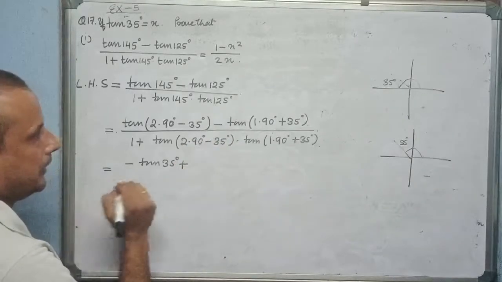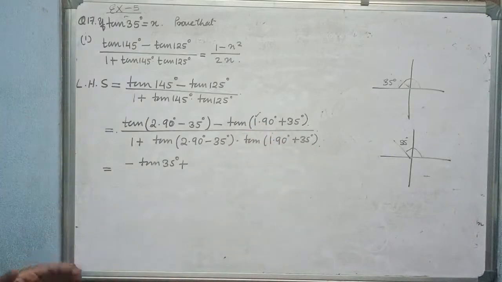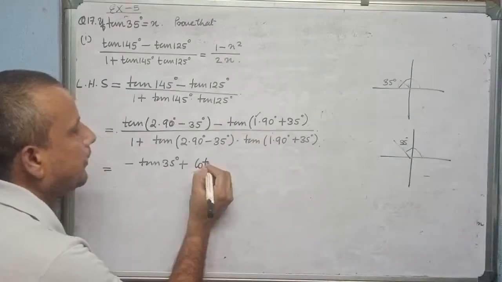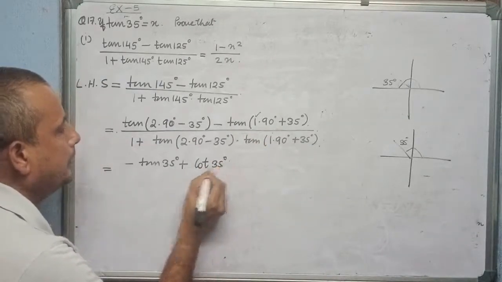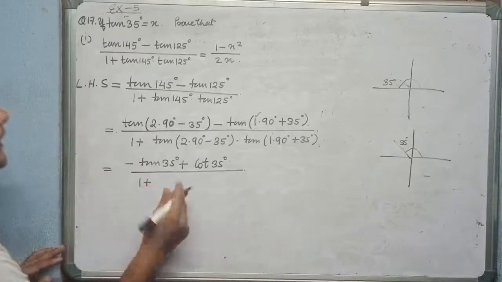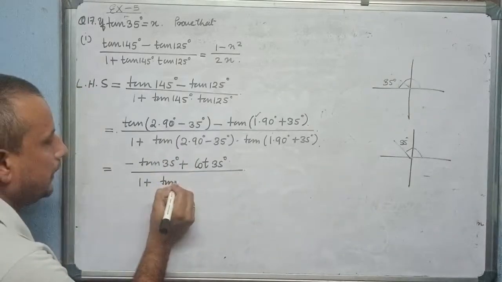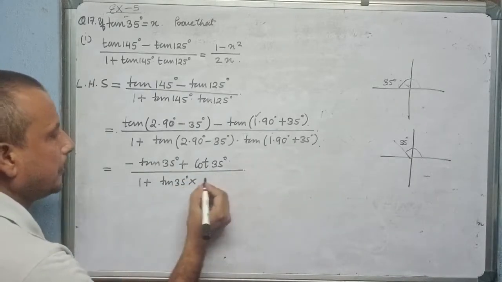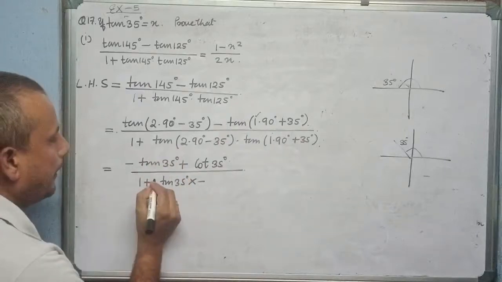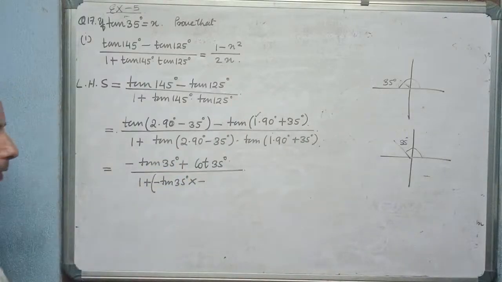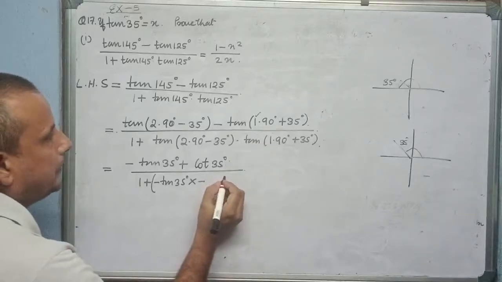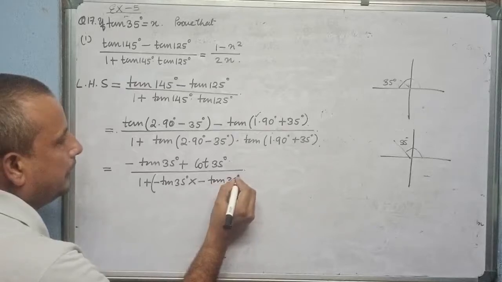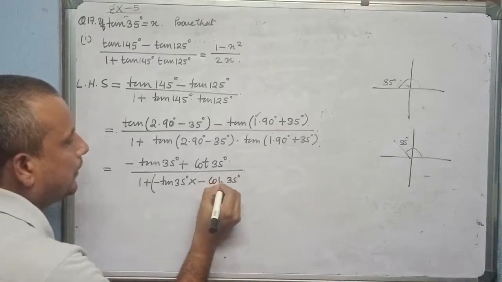Negative into negative is positive. But due to this odd number, if the multiple of 90 is odd, that means the ratio will change. If it is tan, you can write cot. Divided by 1 plus, this lies in the second quadrant, it will be tan 35 degree into, this lies in the second quadrant, but due to the odd multiple, tan becomes cot. It is minus cot 35 degree. Over here also, this one is also minus cot 35 degree.